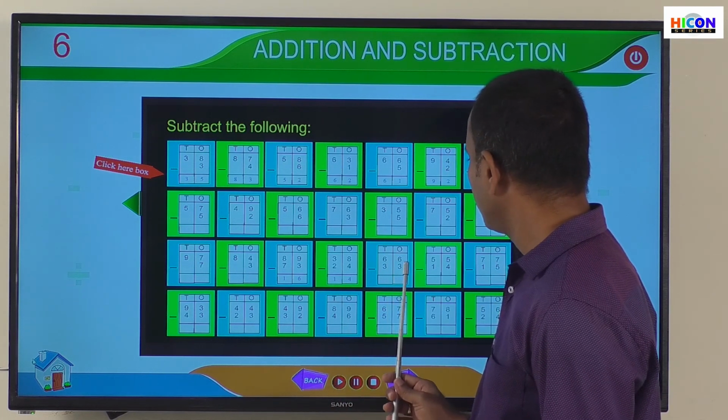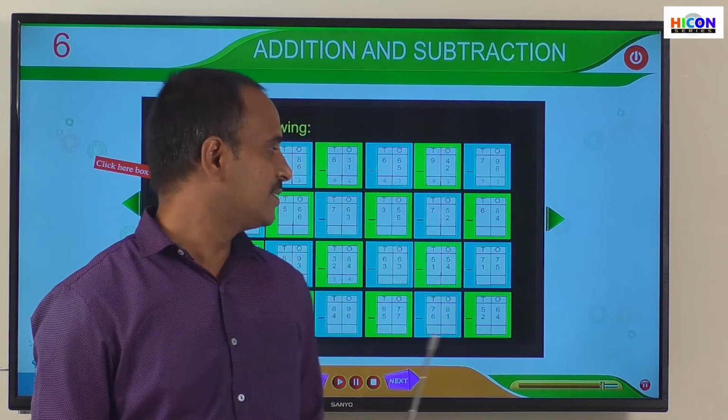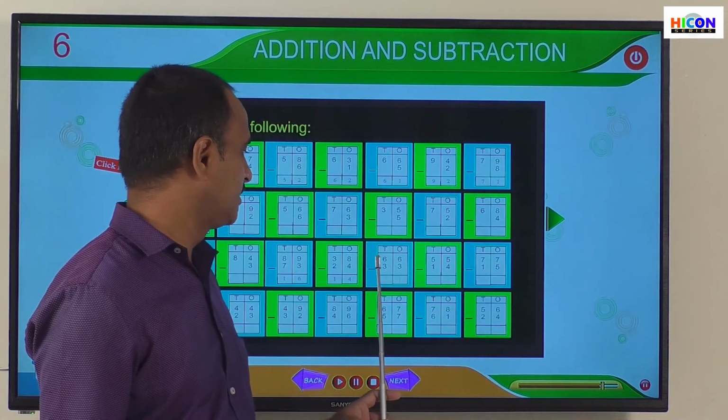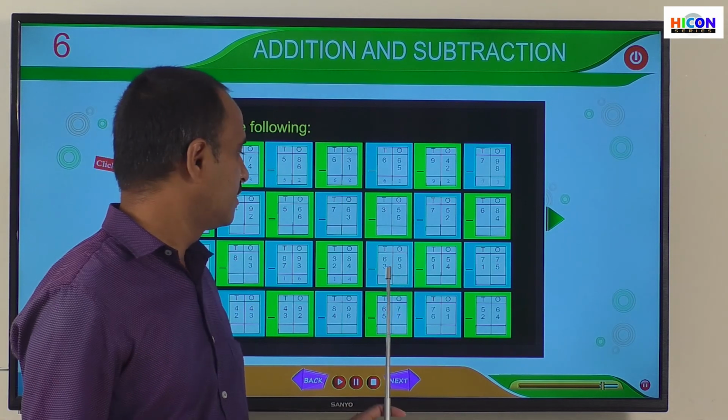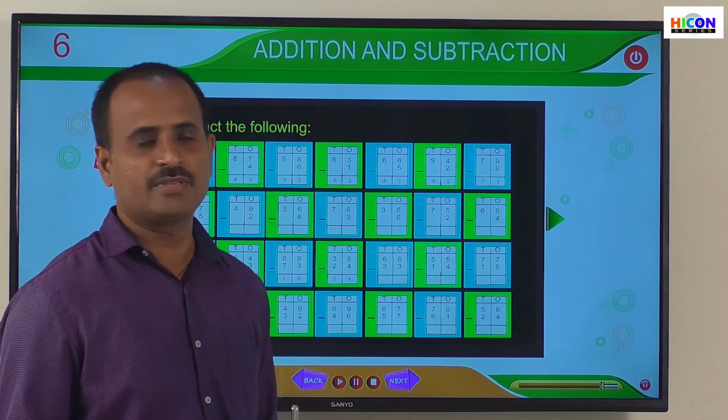So here also you are observing 2 numbers. So what is the first number here? That is 66. And what is the second number? 33. Both are 2-digit numbers. So continue the same process.